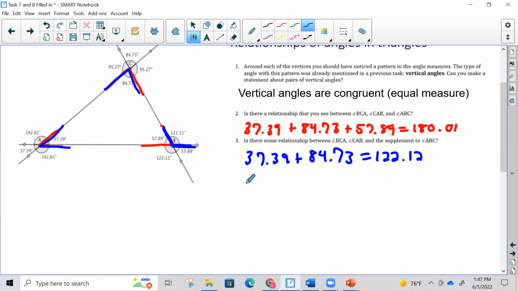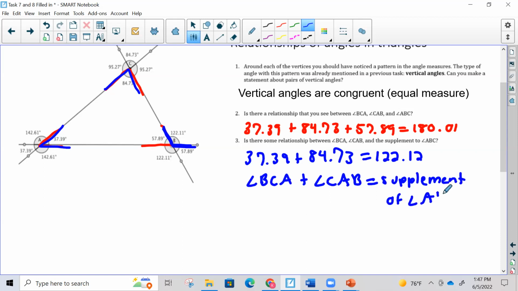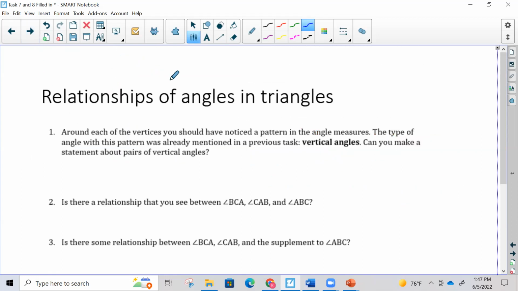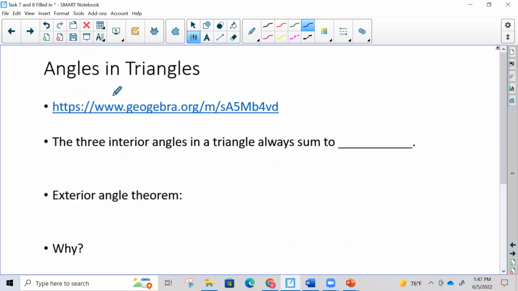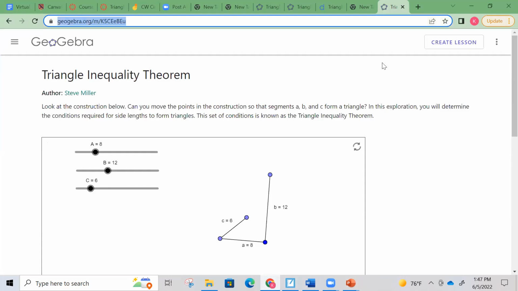So what we find is that in this case, angle BCA plus angle CAB is equal to the supplement of angle ABC. And this is a big theorem in geometry that we will define and talk about on the next few slides. So what we found, and you could go to this GeoGebra to help you see this as well. I have it open.